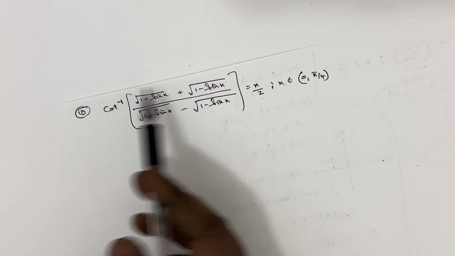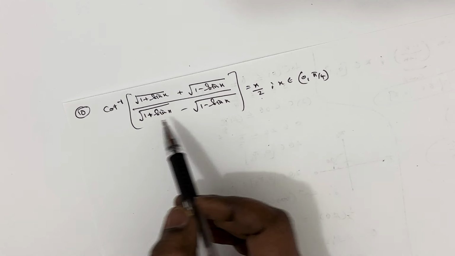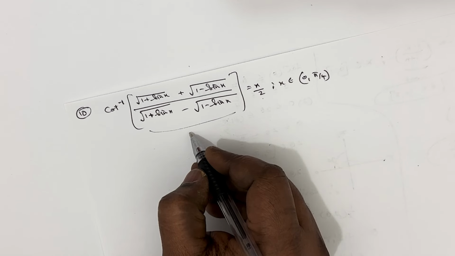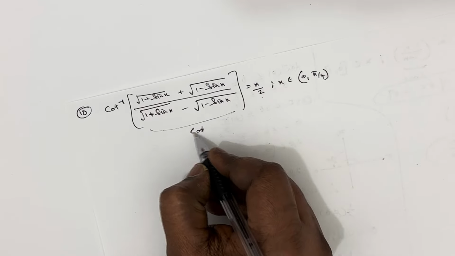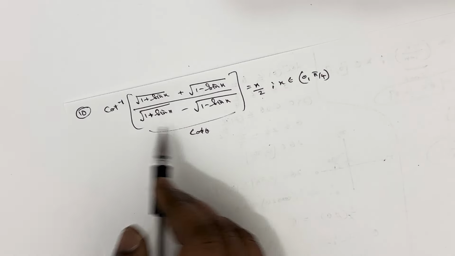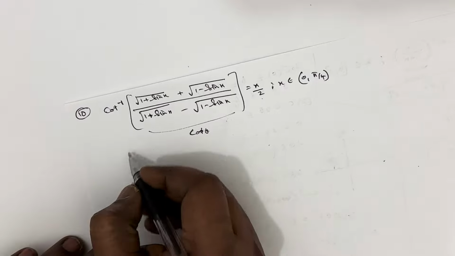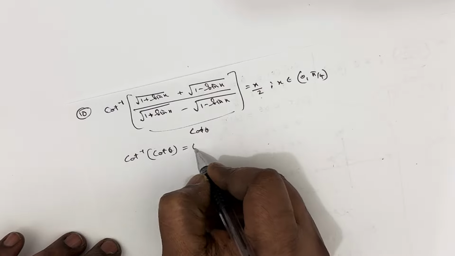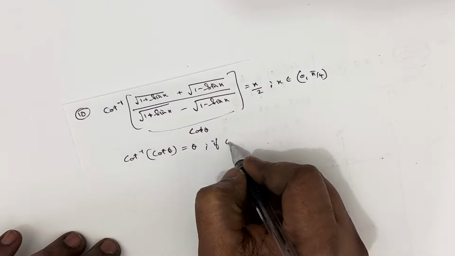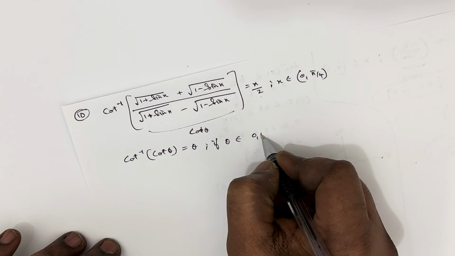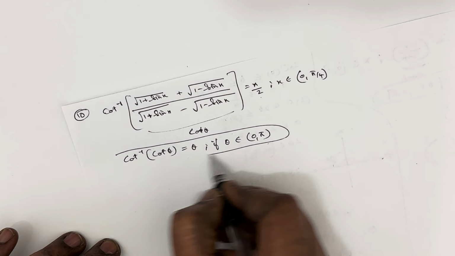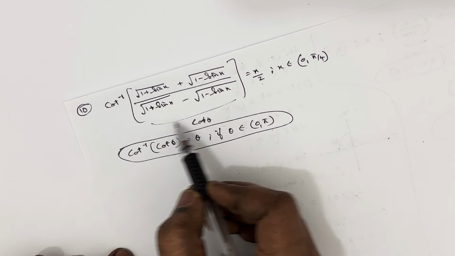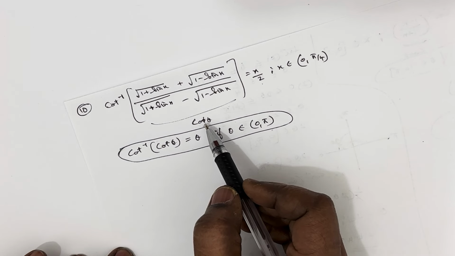Now again, if this whole expression was some cot theta, then you will have cot inverse cot theta, which is a property: cot inverse cot theta is equal to theta if this theta belongs to the range of cot inverse, that is 0 to pi open interval. So now let's convert this to cot theta, some value of cot.